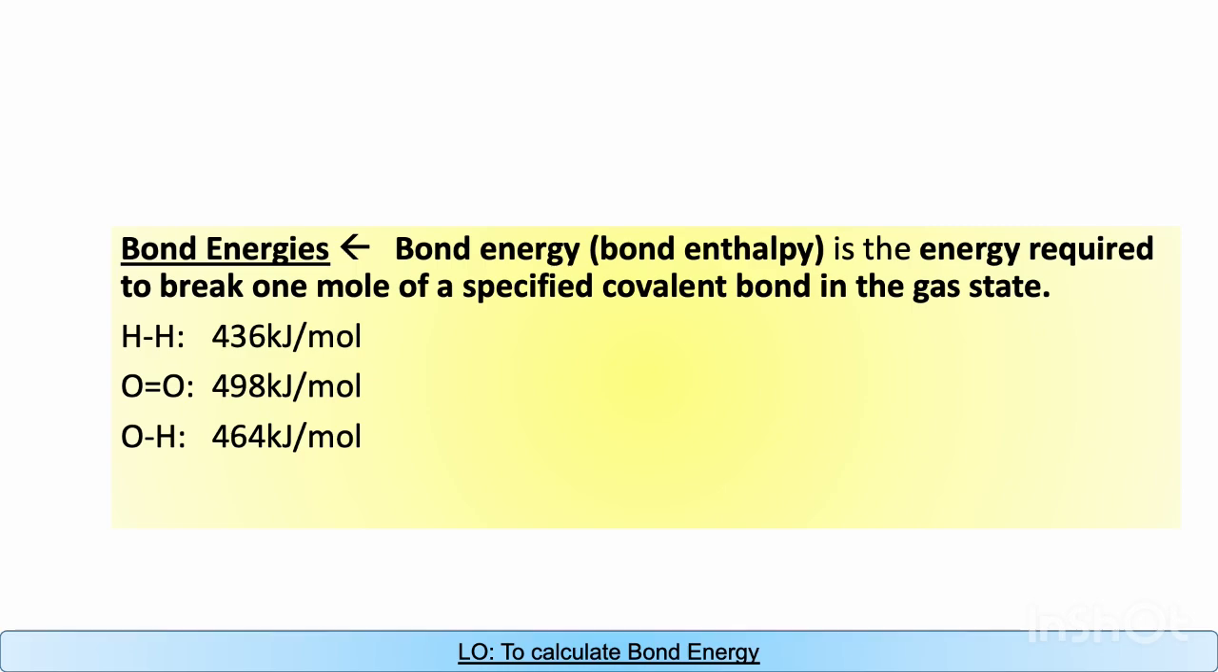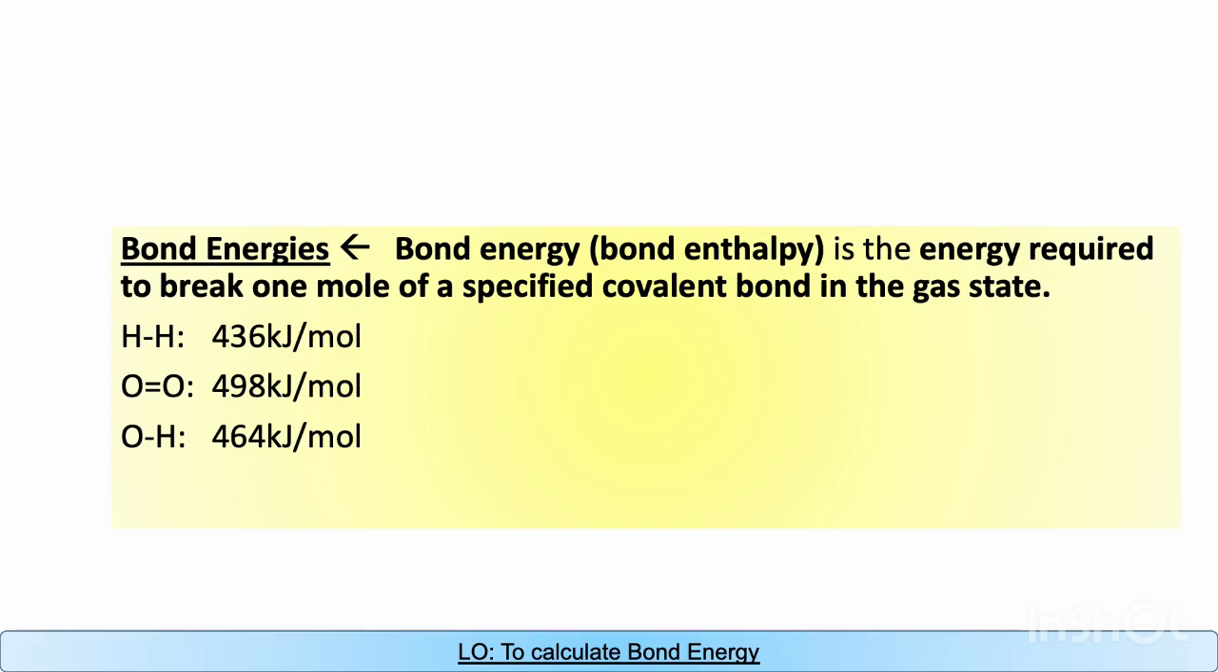Also, the oxygen to oxygen double bond has a bond energy of 498 kilojoules per mole, which is a higher number than a hydrogen to hydrogen single bond and an oxygen to hydrogen bond. This means that more energy is required to break an oxygen to oxygen double bond in order to form oxygen atoms.